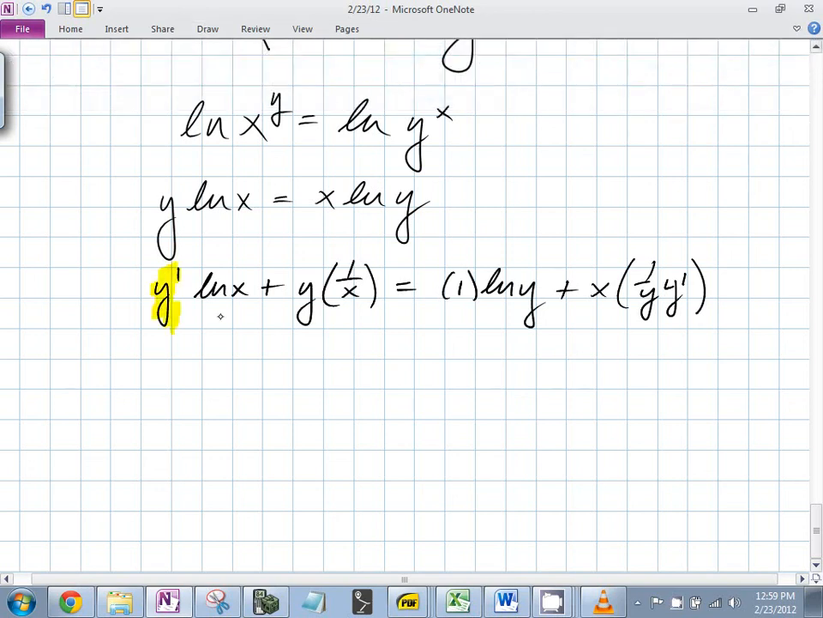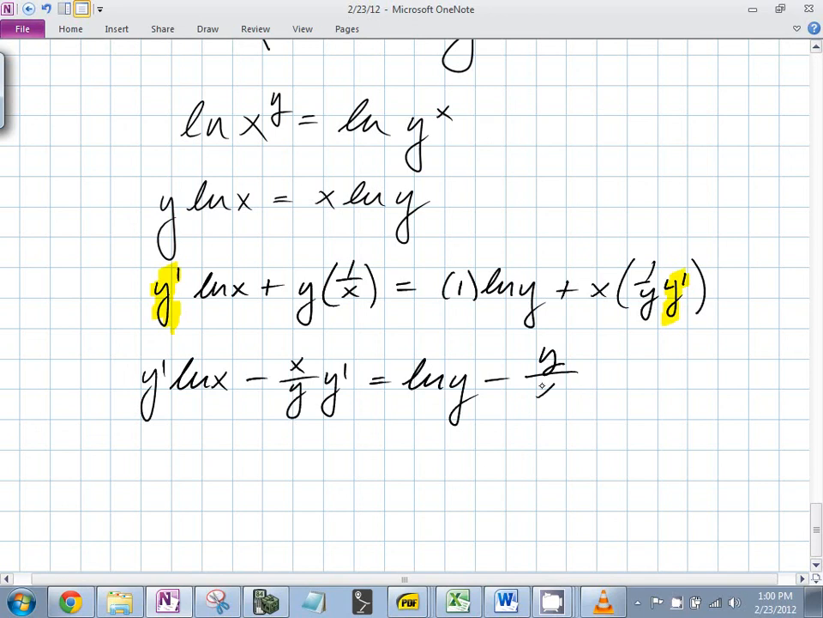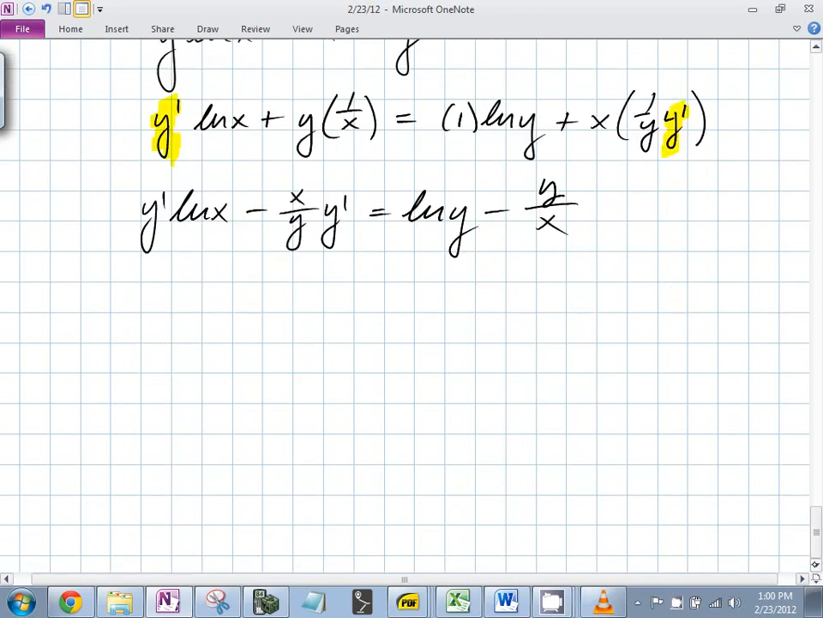What am I interested in solving for now? Y prime. If I'm going to solve for y prime, where do I have to put y prime? On one side. So we have y prime ln x minus x over y prime is equal to ln y minus y over x. What can I factor out on the left? Y prime. So y prime is going to be equal to ln y minus y over x all over ln x minus x over y.